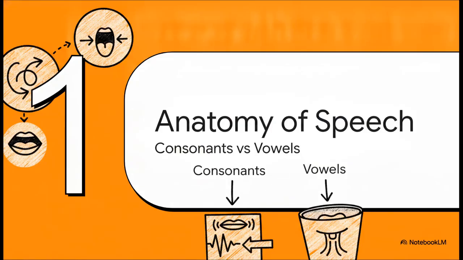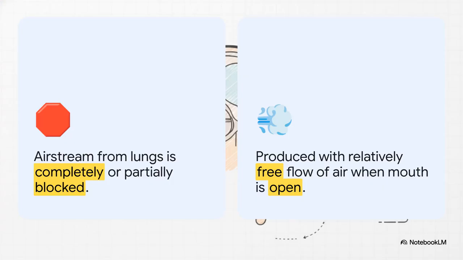Section 1, the anatomy of speech, looking specifically at consonants versus vowels. We're going to split all human speech into two massive buckets based on one incredibly simple thing: airflow. Think of consonants like a kind of traffic jam. The airstream coming up from your lungs gets either completely stopped or partially blocked somewhere inside your mouth. Vowels, on the other hand, are your open, unobstructed highway. They're produced with a relatively free flow of air when your mouth is just open. It literally all boils down to that.